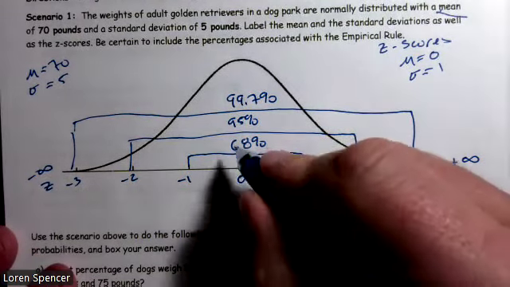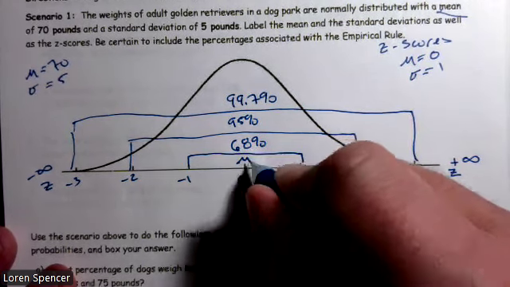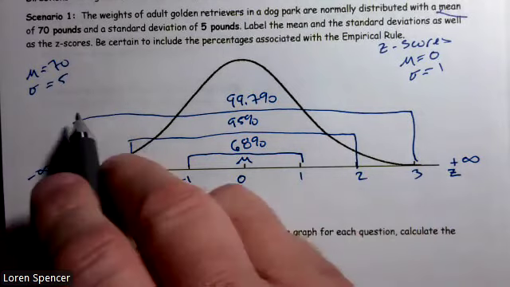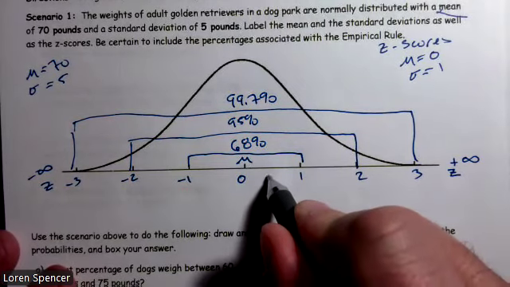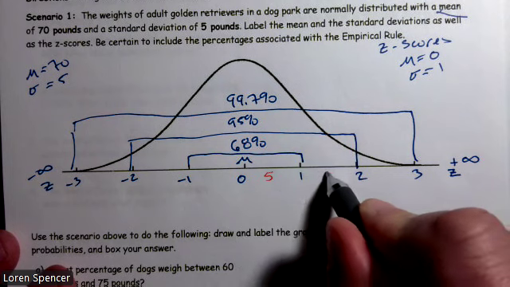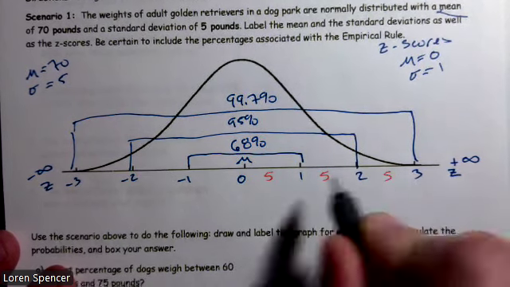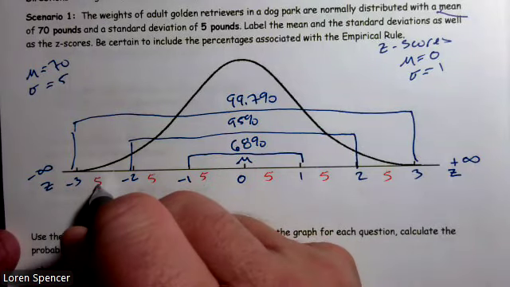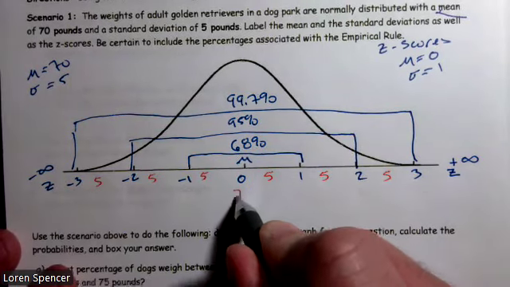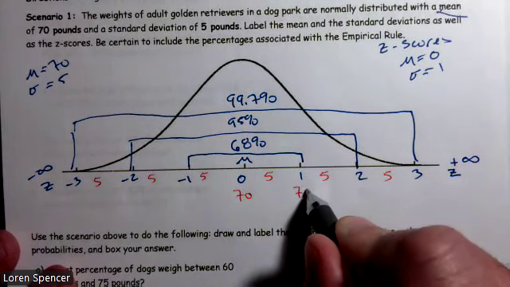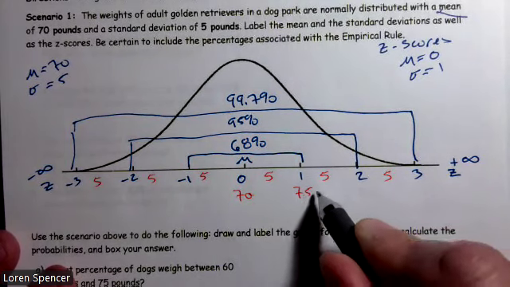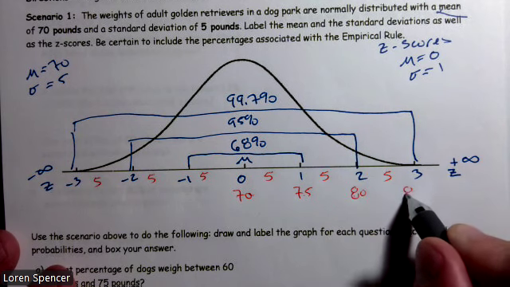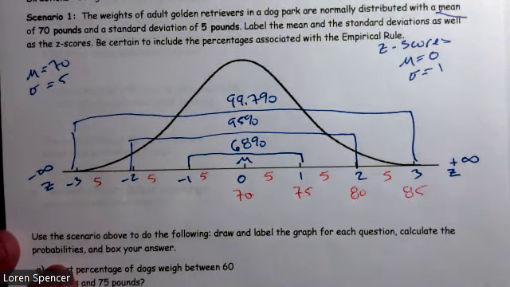So this was our mean, and we wanted actual values as well. They tell us our standard deviation is 5, so we have a 5 going between each one of these. They told us our starting point was at 70. That's our mean. So this is 75. 70 plus 5 is 75, 75 plus 5 is 80, 80 plus 5 is 85. That's our 3 standard deviations above.